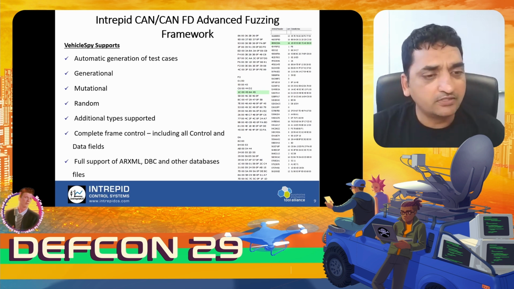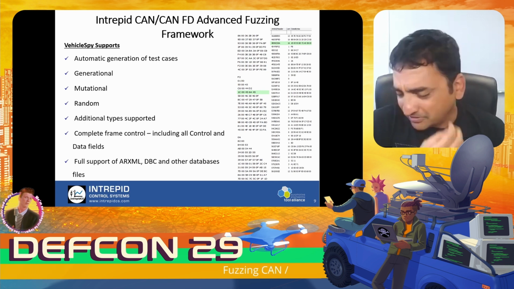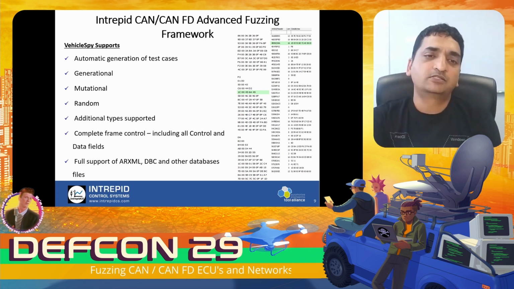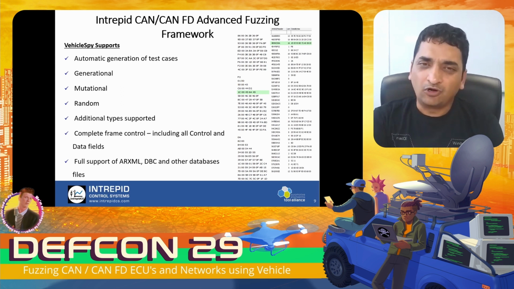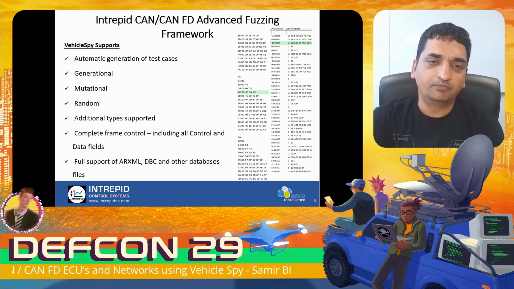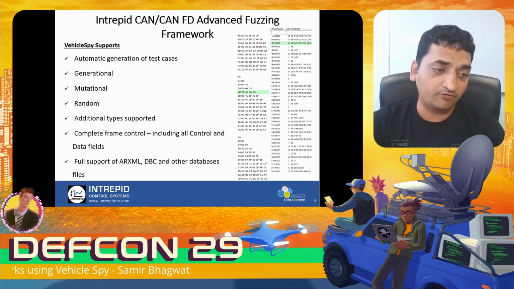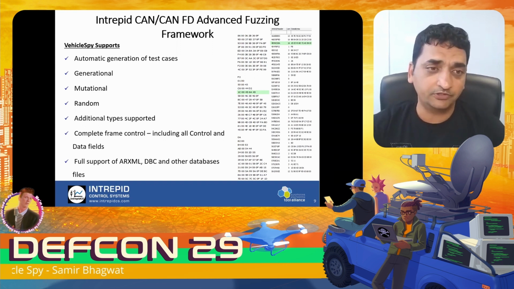One other thing I found is support for databases, and I did mention a little bit on ARXML. Supporting ARXML and DBCs for automotive is extremely important because that's the real way to actually be able to affect the performance of the device or the ECUs.